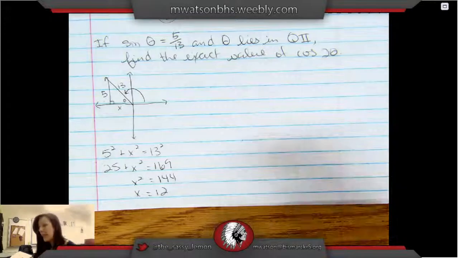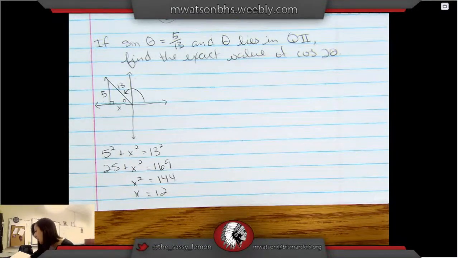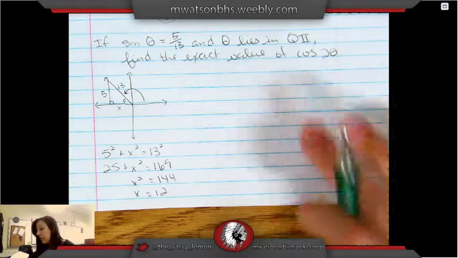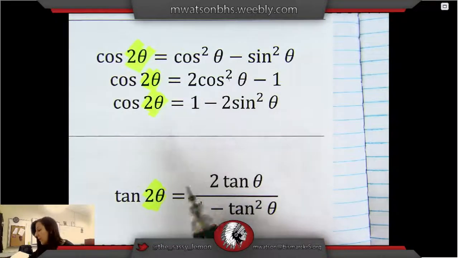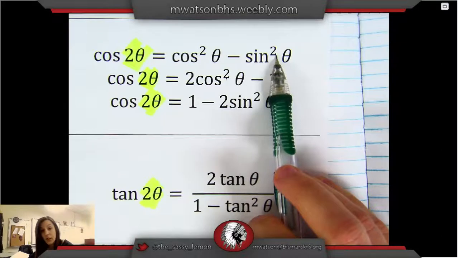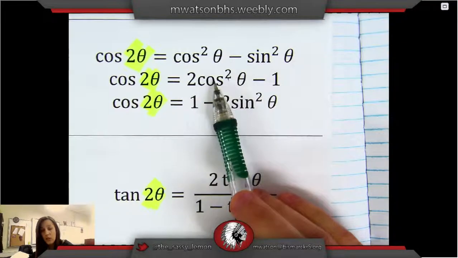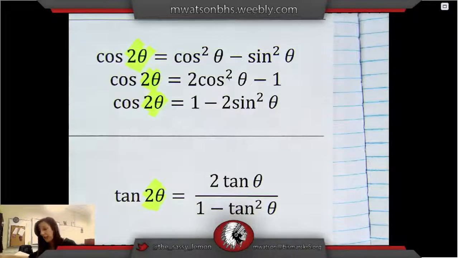So how on earth do we find cosine of 2 theta? Well, there's a couple different ways. You can use any of these formulas on the right. So you could use one that needs cosine and sine. You could also use the formula that just needs cosine, and you could also use the formula that just needs sine.